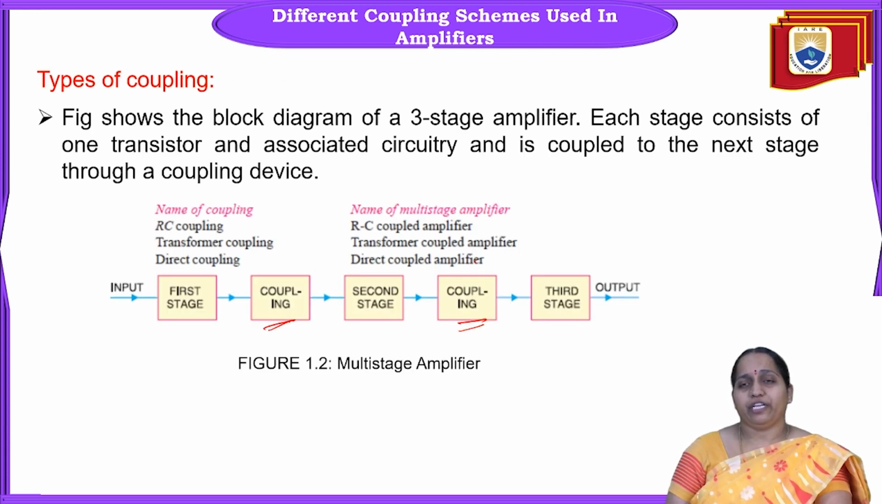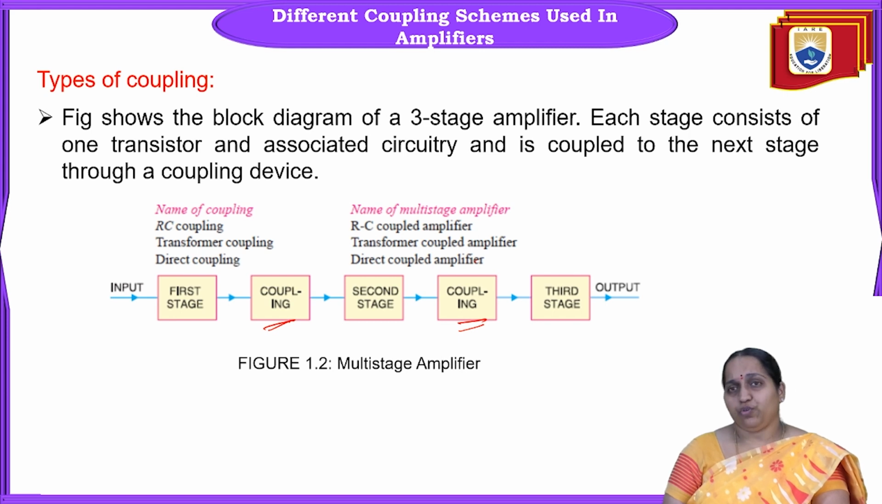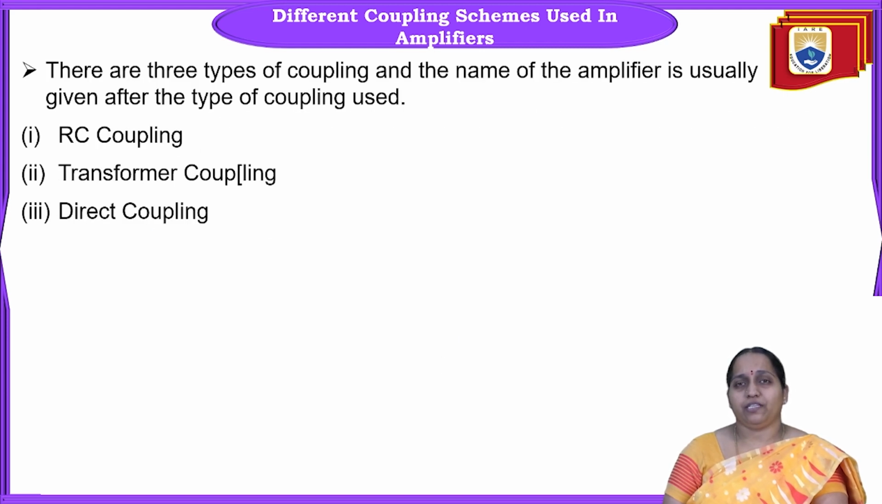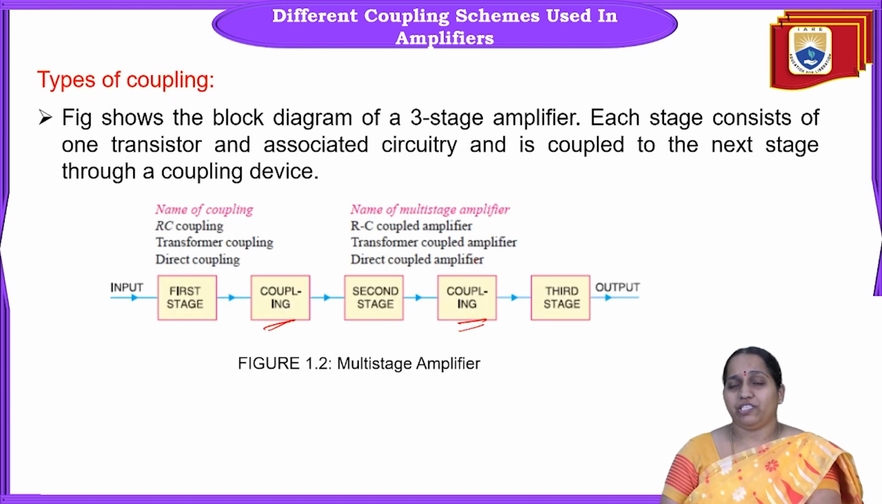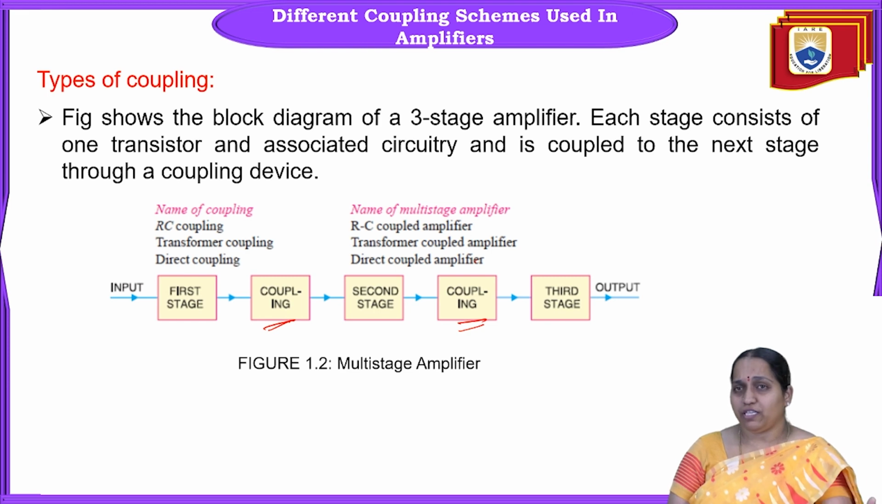And different types of coupling. As I told, there are 3 types of coupling: RC coupling, transformer coupling, and direct coupling. So according to the type of coupling used, you name the multi-stage amplifiers. If you are making use of RC coupling, then you call it an RC coupled amplifier. If the coupling is done by making use of a transformer, it is a transformer coupled amplifier. And if the coupling is done directly without any coupling device, if you are directly connecting, then you call it a direct coupled amplifier.